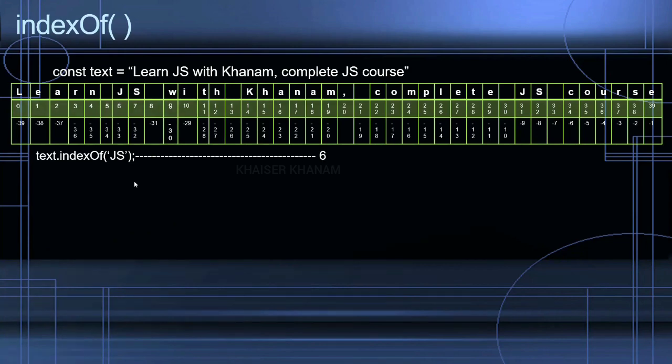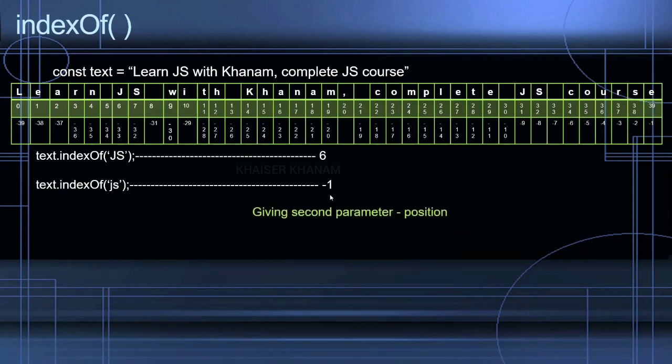As we all know, JavaScript variables are case sensitive. So here, whatever values we have are also case sensitive. Now, if I give JS in small letters, you can see I do not have that in the text. So I will get the result as -1. If we do not have that string, we will get the result as -1.